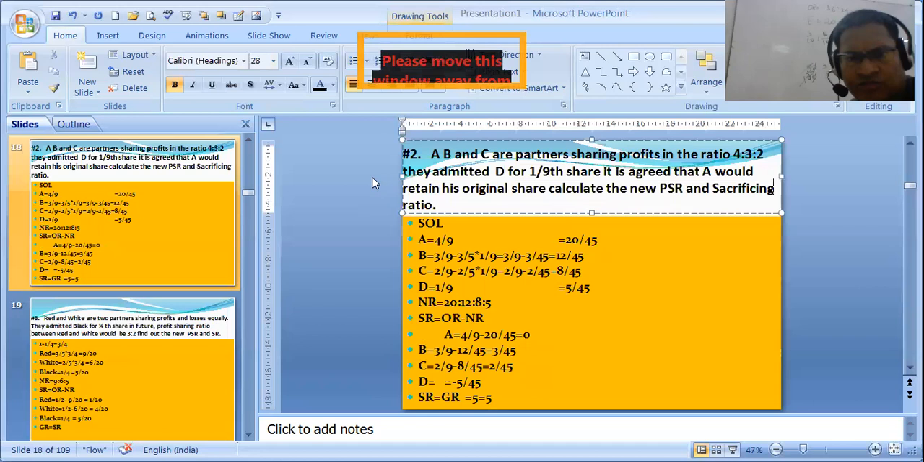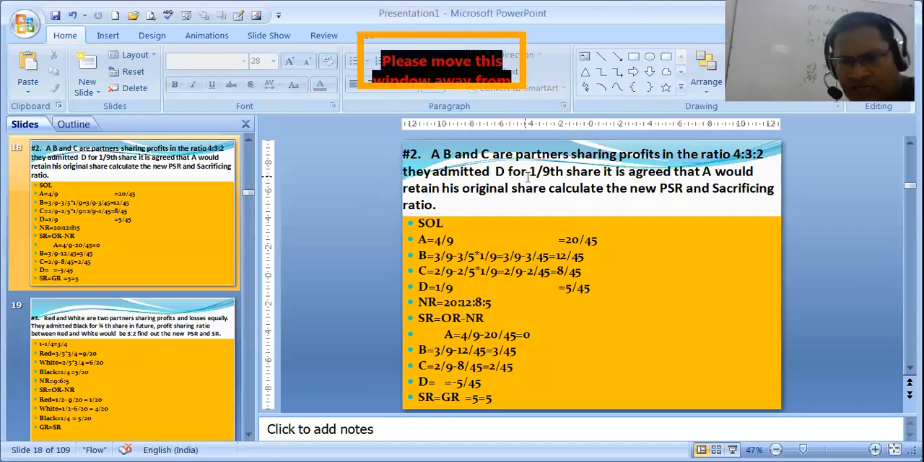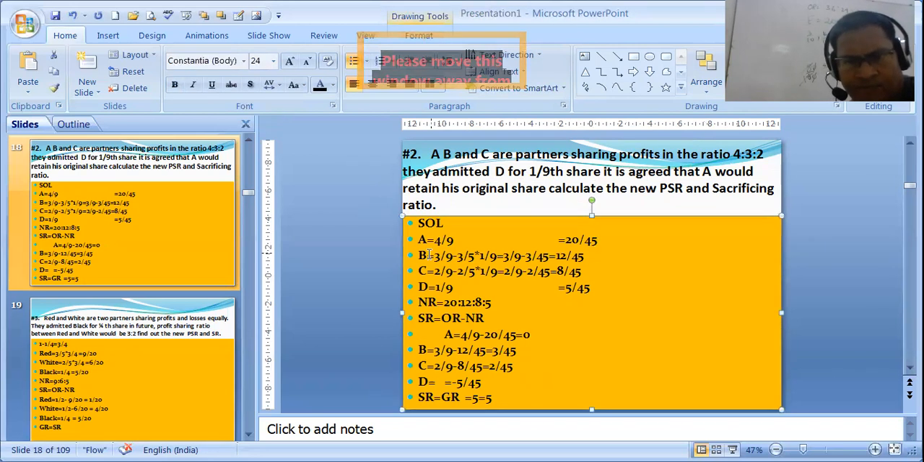So let's do this one. If you will notice in this sum that A is not going to sacrifice anything. A is retaining his old share. So A's old share was 4 by 9, from 4 is to 3 is to 2. He is retaining 4 by 9. So 20 by 45. Why 45? Because I am multiplying both of them by 5.